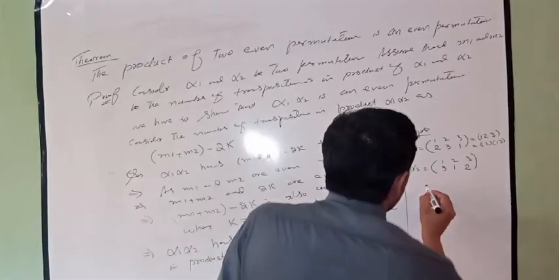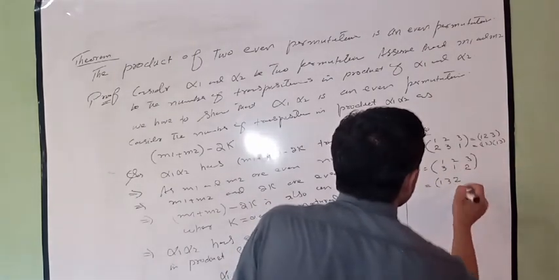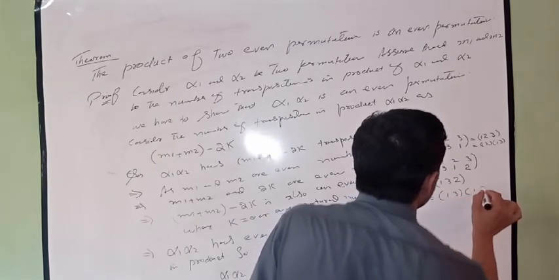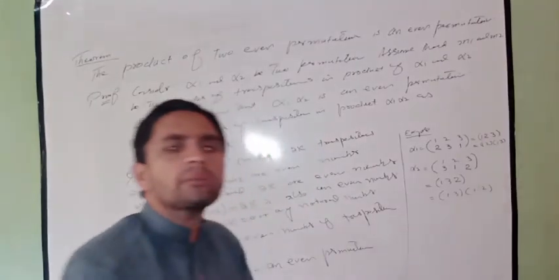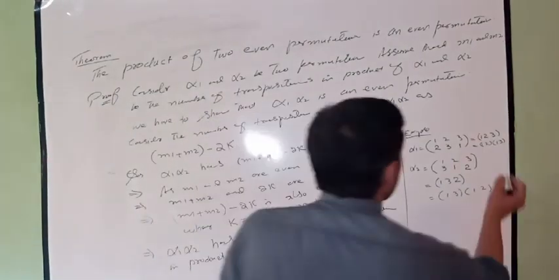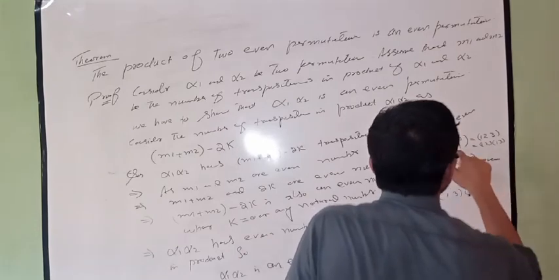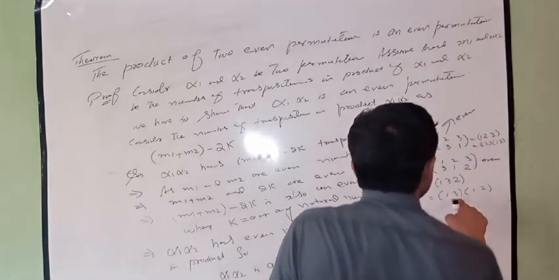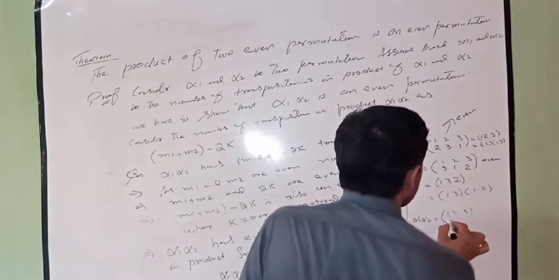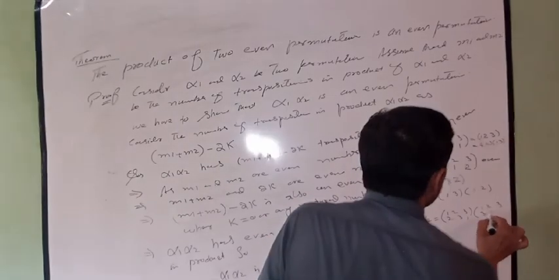Similarly, I consider alpha 2. If I write this, 1 is mapped to 3, 3 is mapped to 2 and 2 is mapped to 1, so this is closed and can be written as (1 3)(1 2). There are 2 transpositions in the product of alpha 2, so alpha 1 and alpha 2 are both even permutations. This one is even and this one is also even, because each has 2 transpositions. So alpha 1 product alpha 2, with alpha 1 being 1 2 3 over 2 3 1 and alpha 2 being 1 2 3 over 3 1 2.